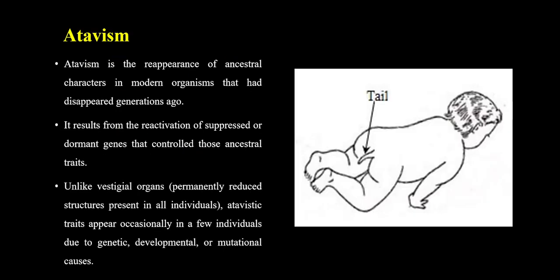Then the atavism. Atavism is basically the reappearance of ancestral characters in the modern organism that had disappeared generations ago. Like the organs which disappeared a generation ago reappear in the current generation. It results from the reactivation of suppressed or dormant genes that control those ancestral traits. Unlike vestigial organs, atavistic traits appear occasionally in a few individuals due to genetic development or mutational causes.